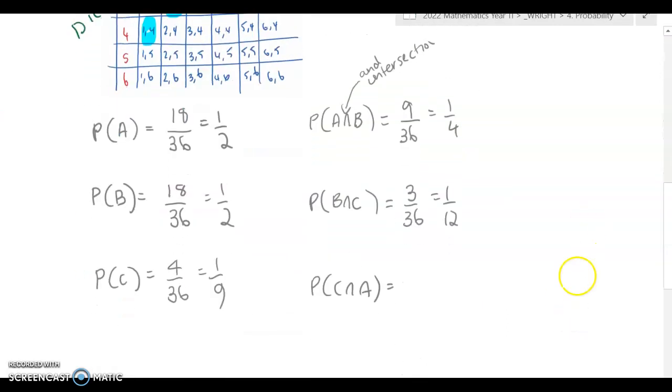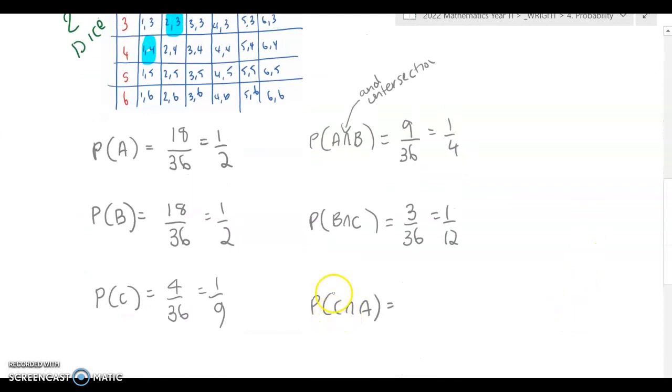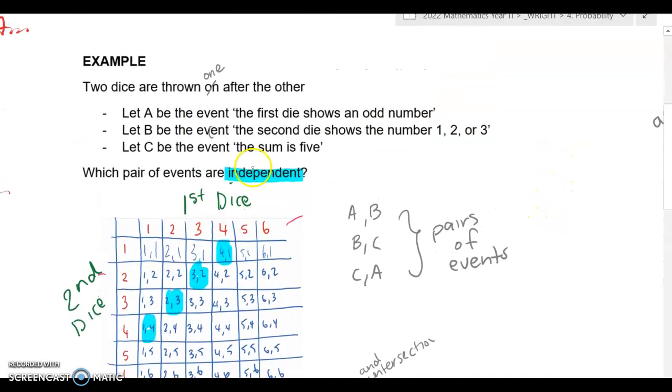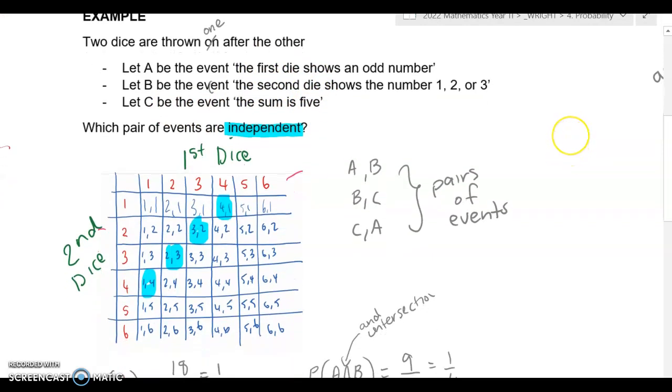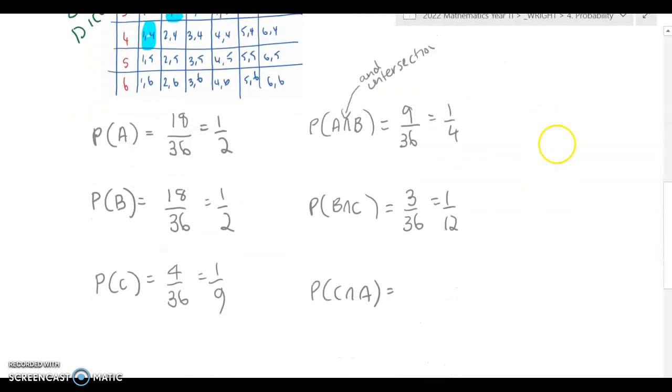We're nearly there. We're looking now for the probability of C and A. So where C and A intersect, we will be looking for the sum of 5, and A is the first die shows an odd number. The sum of 5 is our blue ones here, but our odd numbers on the first dice are going to be 1, 3, and 5. So we've only got 2 in there that overlap into both of those groups. 2 out of 36, which is 1/18.